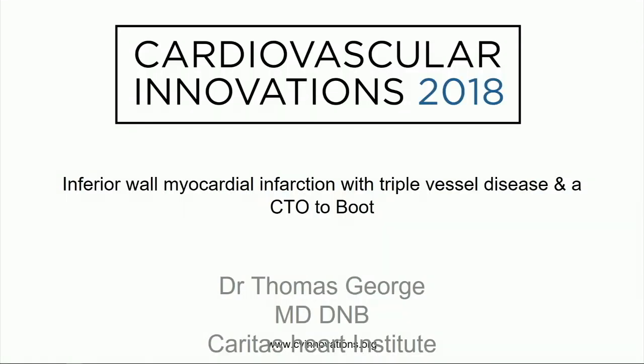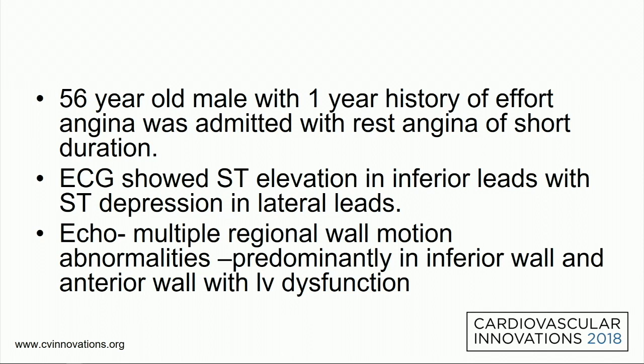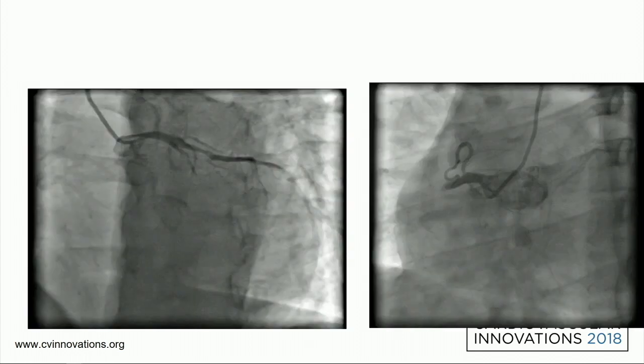So my case is a case of inferior wall myocardial infarction in a patient with triple vessel disease and a CTO. This 56-year-old gentleman had a one-year history of effort angina and was admitted with short duration of rest angina. ECG showed ST elevation in the inferior leads with ST depression in the lateral leads, and echo showed multiple regional wall motion abnormalities, predominantly in the inferior wall and anterior wall, with LV dysfunction.